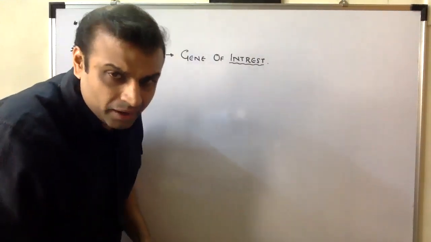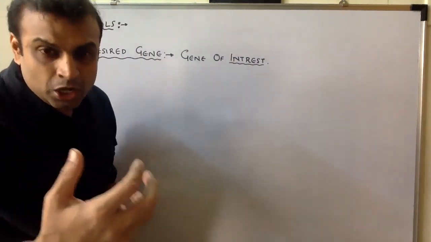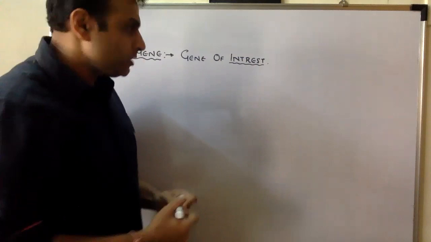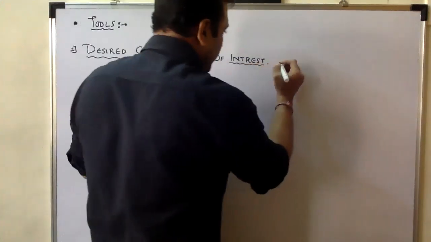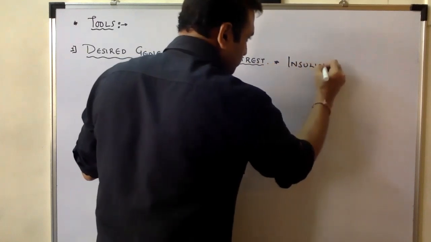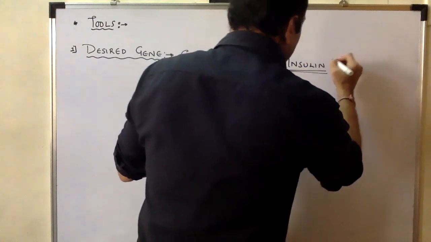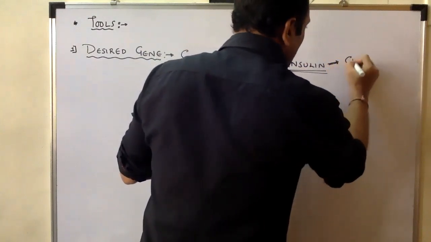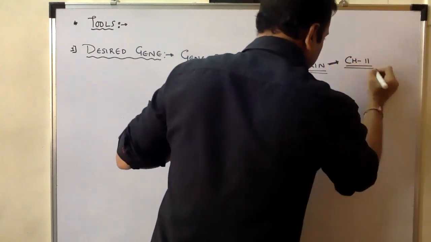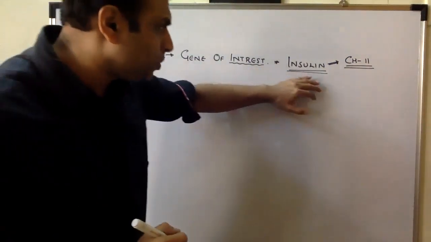Let us take for example, I want to prepare human insulin. So the gene of interest will be my gene which is going to produce insulin. And for your knowledge, you need to remember the insulin producing gene belongs to chromosome number 11. So this is my gene of interest.